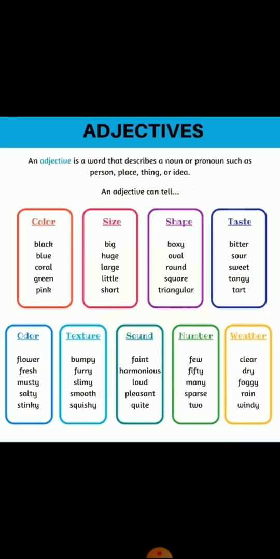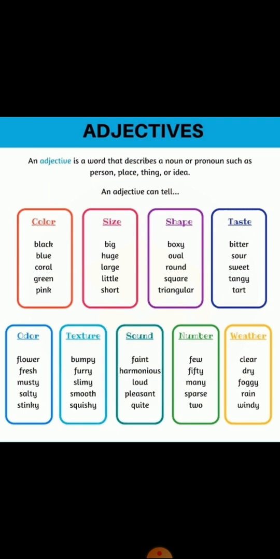Now, an adjective can tell about a noun, about its color, about its size, about shape, taste, odor, texture, sound, number, and weather.